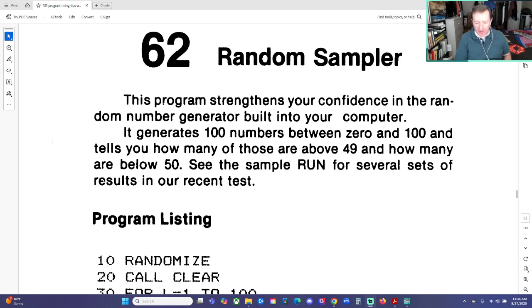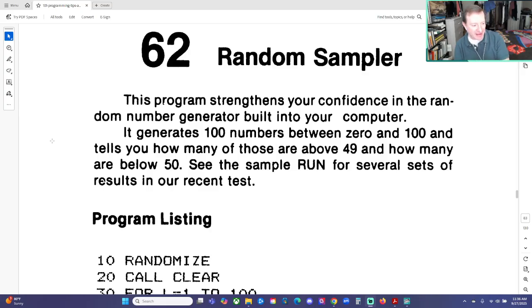I am working my way through an old programming book, 101 Programming Tips and Tricks for the Texas Instruments TI-99/4A home computer. I am up to program number 62, which is Random Sampler. I'm working my way through all 101 programs, and what I'm going to do is read the program description.